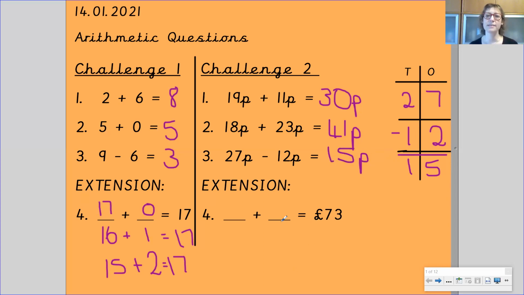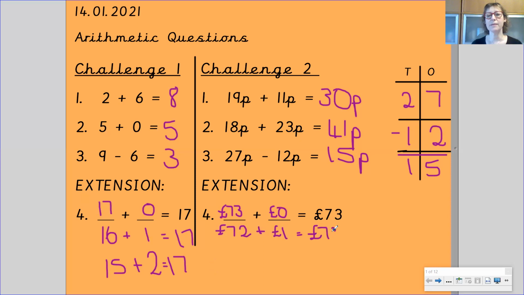Now, I'm going to do exactly what I did for challenge 1. So I'm going to start with my £73 on this side, and I'm going to add 0 to that on this side. And then what I could do is take 1 away from this. So I've got 72 on this side and 1 on this side. And that will still give me £73.